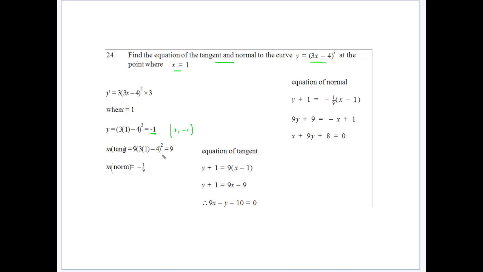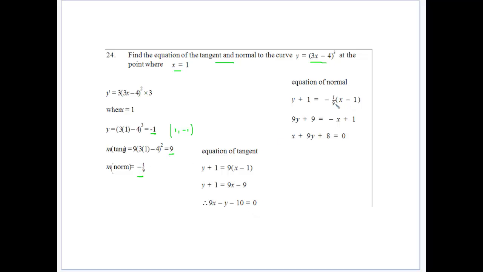So the gradient of our tangent then, well, we take our 1, we substitute it into this function, gives us 9, and we know our normal must be minus 1/9, because the two of them will multiply to give us minus 1. So we take our point and our gradient of our tangent, sub it in, and we get 9x minus y minus 10 when we clean it up.